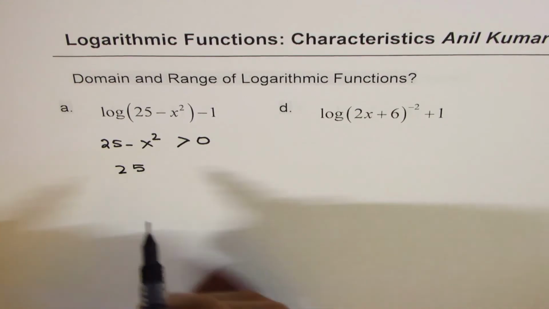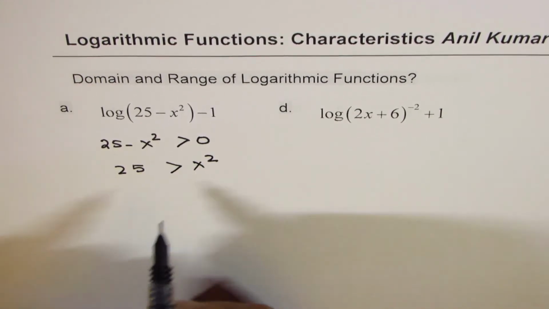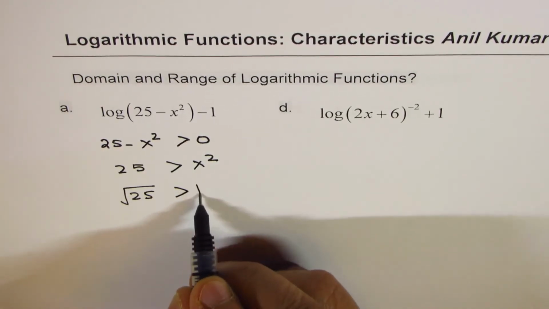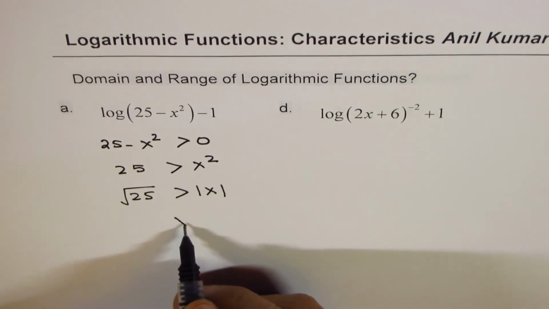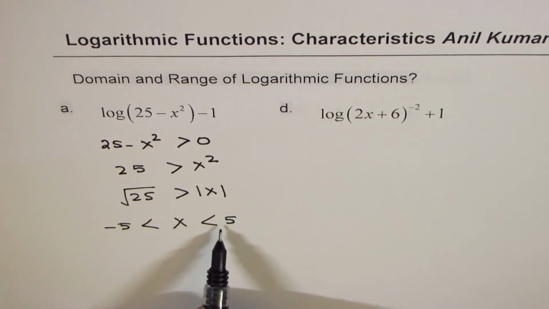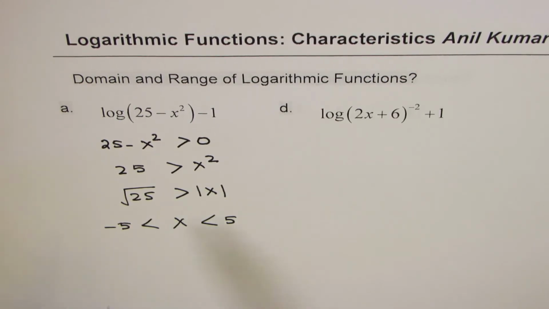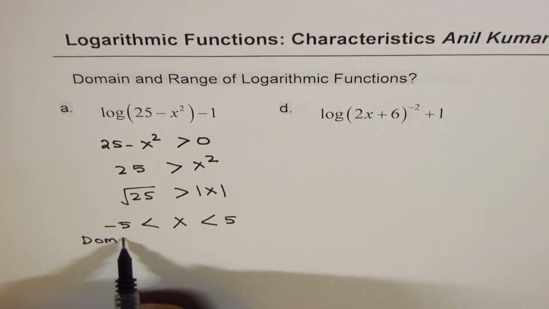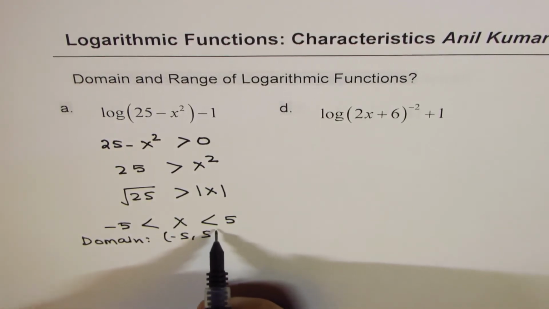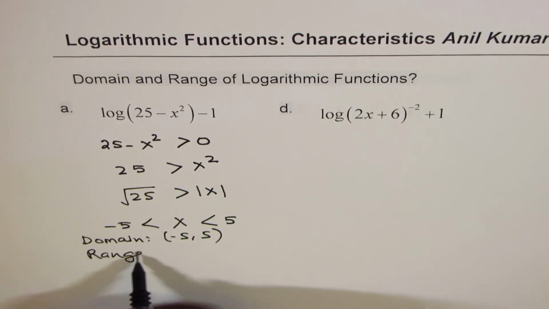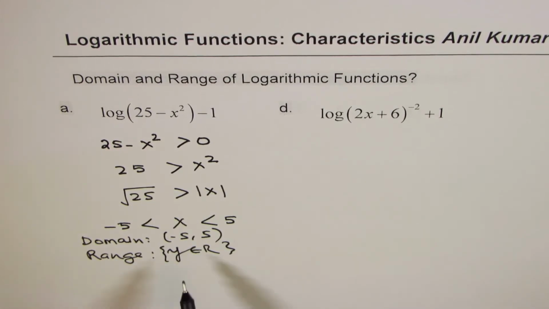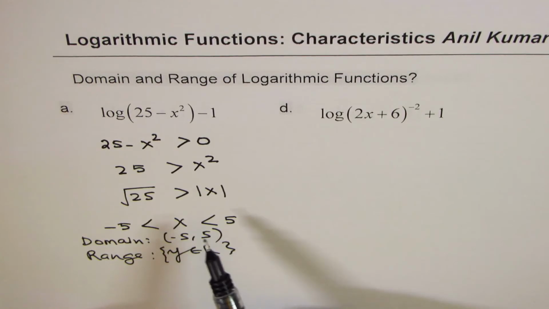So that really means that 25 is greater than x squared, or when we do square root both sides, then square root of 25 should be greater than absolute value of x, right? That is to say, x is between minus 5 and plus 5. So that becomes the domain of this function. We can write down domain in interval form from minus 5 to plus 5. As far as the range is concerned, the function has no restriction at all. The range is y belongs to real numbers, and that remains same for all logarithmic functions, right, without any other restrictions imposed on them.